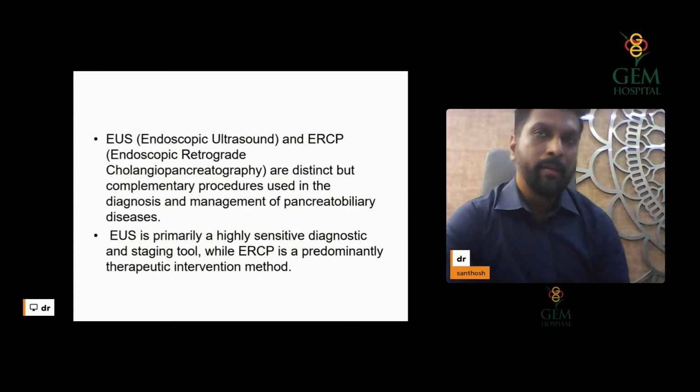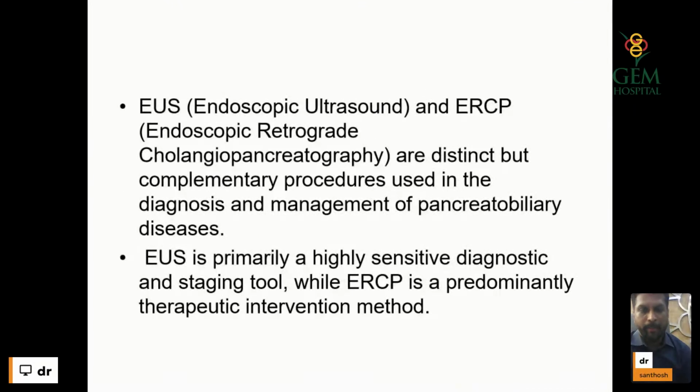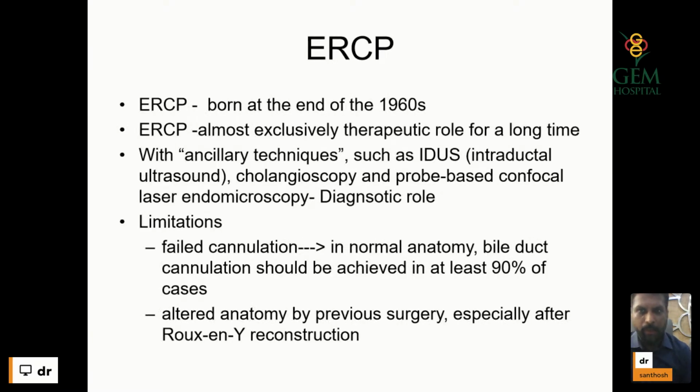When EUS was introduced, it was mainly a diagnostic and staging tool. ERCP was primarily a therapeutic intervention method, started in the late 1960s, and exclusively had a therapeutic role for a long time. But recently, with ancillary techniques like intraductal ultrasound, cholangioscopy, and probe-based confocal laser endomicroscopy, it has got some diagnostic role.